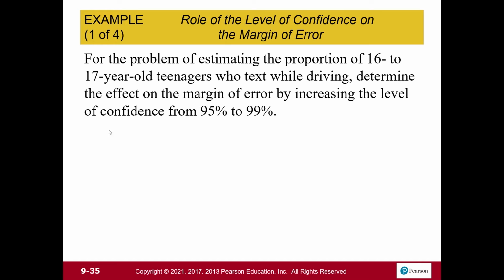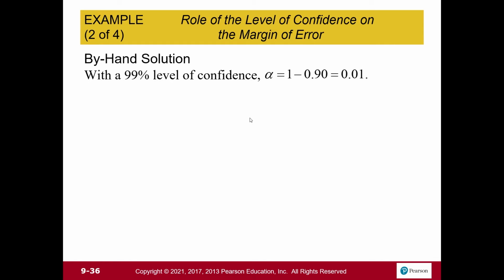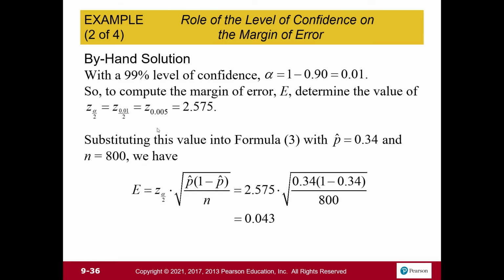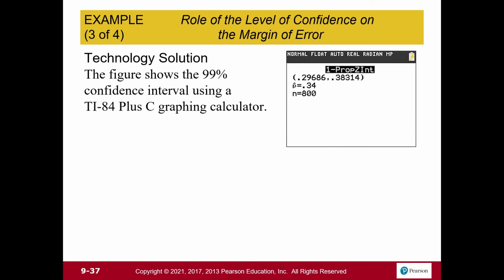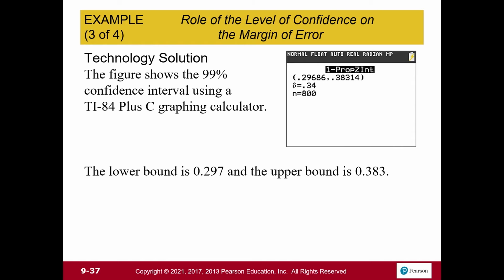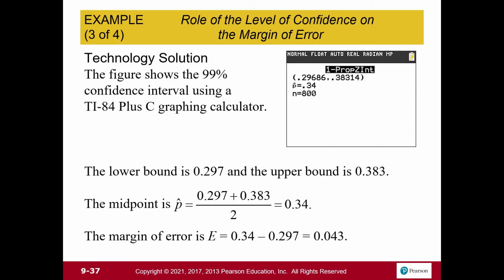Alright, so if we were to increase the confidence level to 99, that will result in a larger margin of error, which would make our interval bigger. This is how you would do it by hand. We could do it in the calculator as well. So they tell you how to actually calculate the midpoint, margin of error, and all of that good stuff.